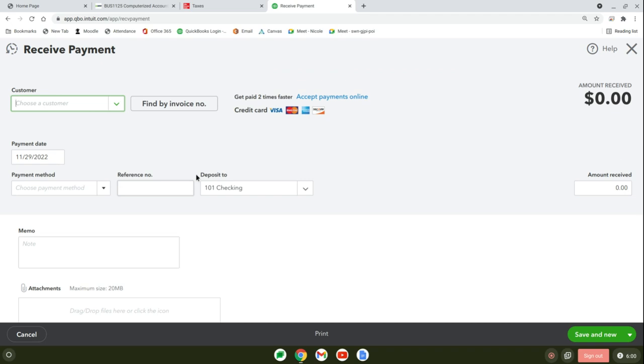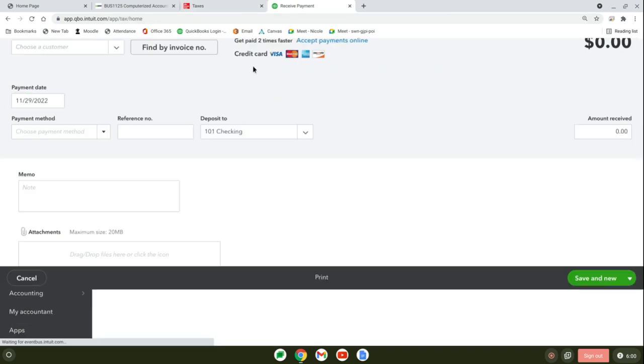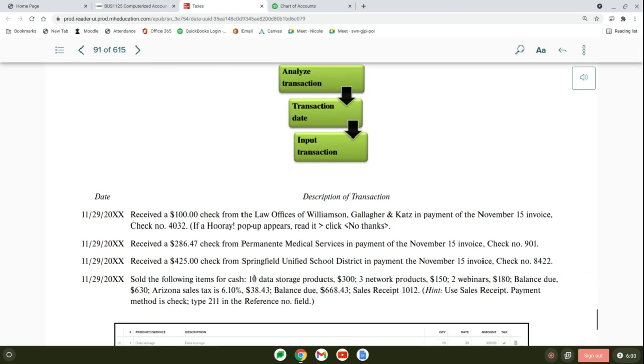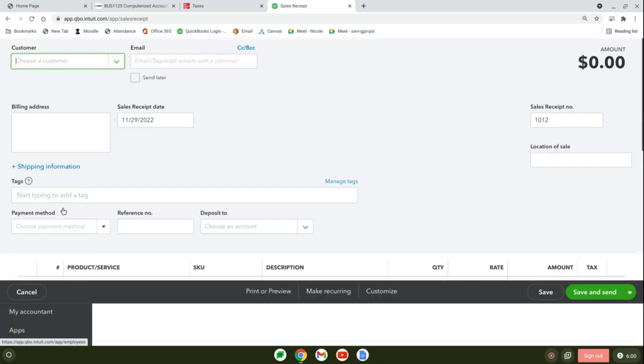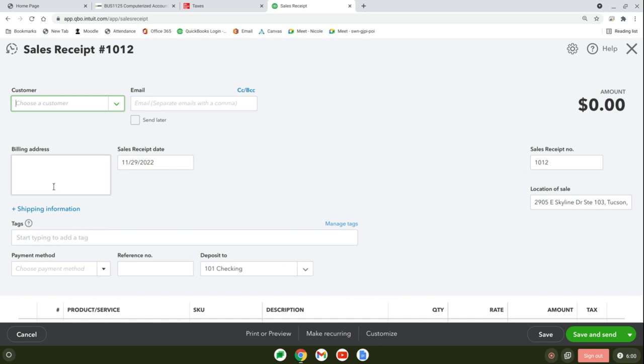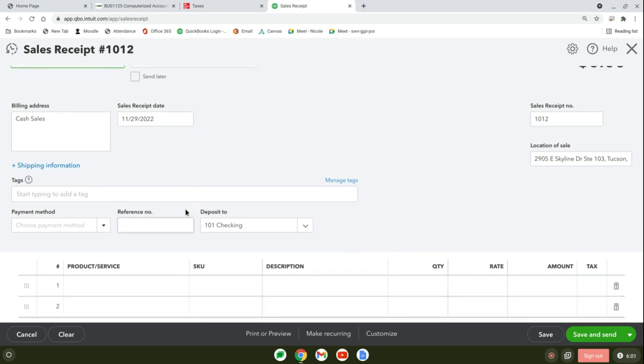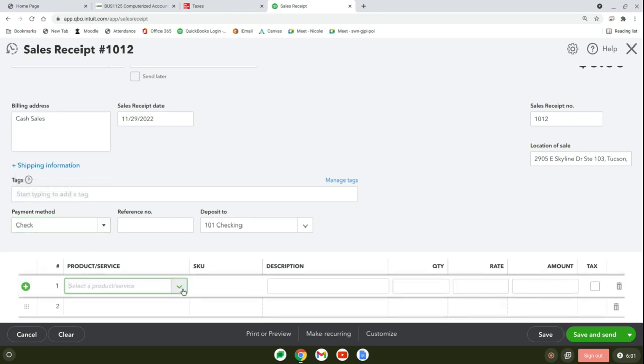And then the next thing they have here is sold the following items for cash. So we're going to get out of here. Do you remember what we do when we sell for cash? Sales receipt, right? So the fifth one down, sales receipt. And we sold items for cash, so we're going to select cash sales. The date is still 11/29. Did they tell us the payment? No, they just said it was check, so we don't have the information. So the first thing they have listed is 10 data storage.